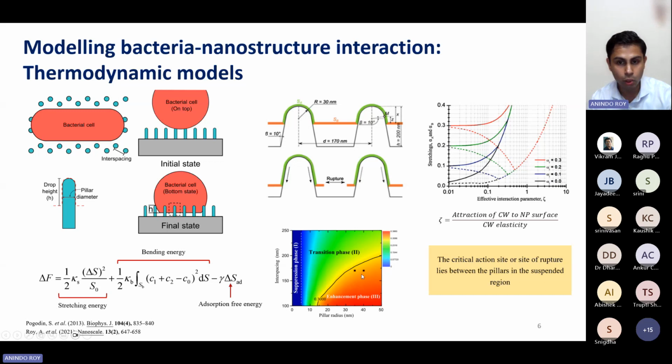And the two dots you see here are the pillar radiuses and interspacings that are generally noticed for cicada wings, different species of cicadas. And as you can see, they are in the enhancement phase, which explains why the cicada wing has such good mechanobactericidal activity.